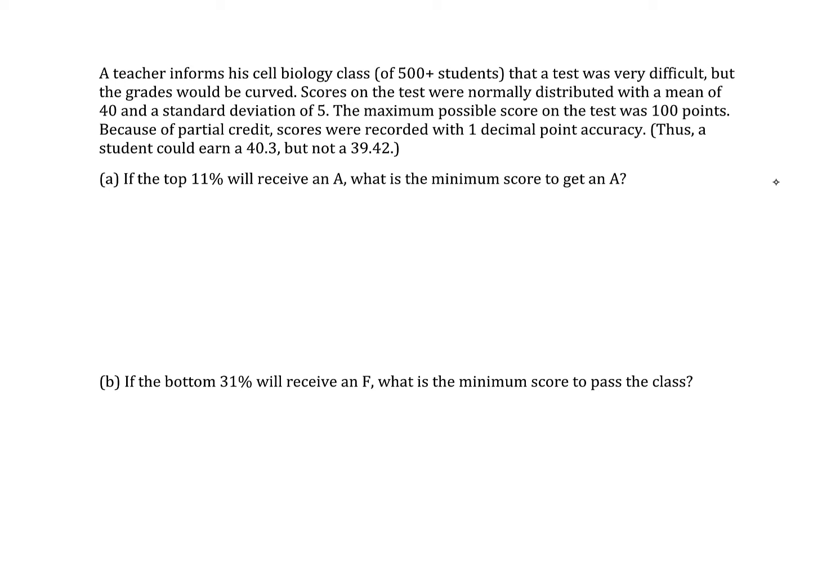A teacher informs his cellular biology class of 500 or more students that a test was very difficult, but the grades would be curved. Scores on the test were normally distributed with a mean of 40 and a standard deviation of 5. The maximum possible score on the test was 100 points. Because of partial credit, scores were recorded with 1 decimal point accuracy. Thus, a student could earn a 40.3 but not a 39.42.